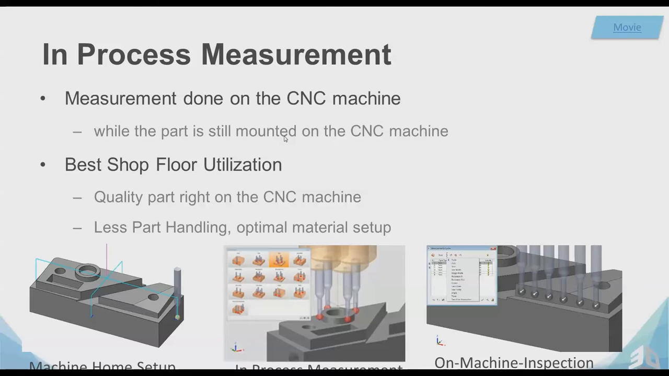On the left side, we are seeing machine home setup. In the middle, in-process measurement, with different options shown here by the different tiles of what can be measured, and also the option called on-machine inspection, to measure several points, many points, after a job has been milled. Let us have a look at the movie, please.